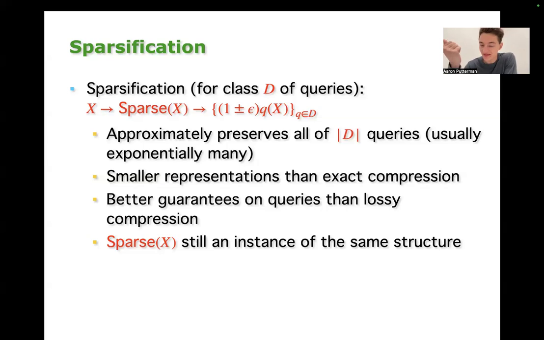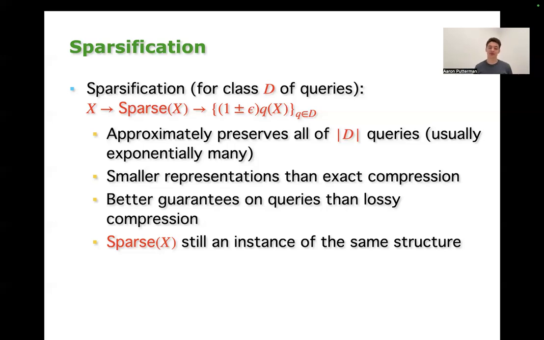Nevertheless, when you compare it with something like lossy compression, while it might not get the same space savings, having this 1 plus or minus epsilon multiplicative approximation is a very strong quantity in terms of the similarity that it guarantees with respect to the original object. So in this sense, sparsification is kind of the best of both worlds. It allows for very non-trivial savings in the space complexity, but it also allows for very strong guarantees on the similarity to your starting object.